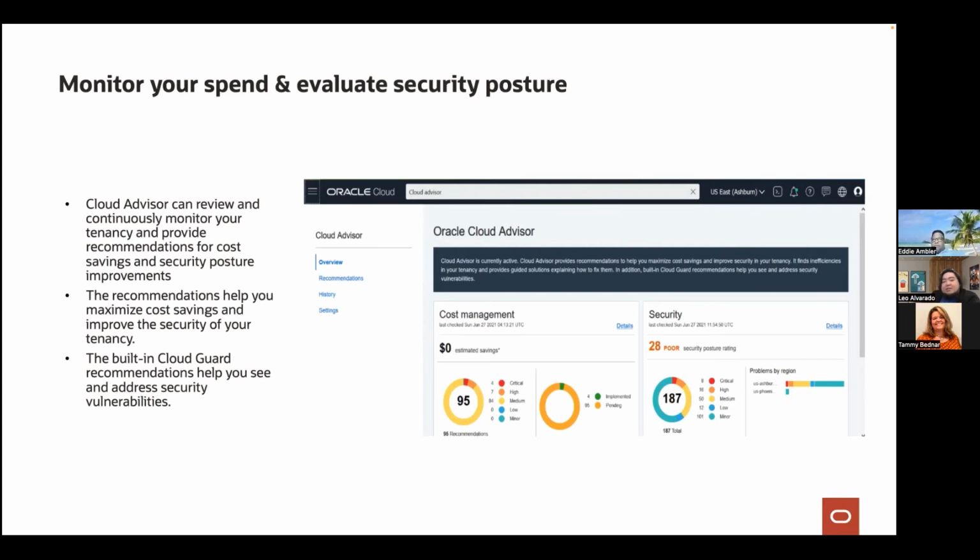If you look into this sample dashboard, it shows you some recommendations about your overall spend, which is tied to your cost management. It also gives you a view to evaluate your security posture, which is related to what we have covered, like the way you implement your IAM policies, as well as setting up other security tools available in the cloud. Like there's a built-in Cloud Guard that helps you check for security vulnerabilities and gives you recommendations on how you can address them.